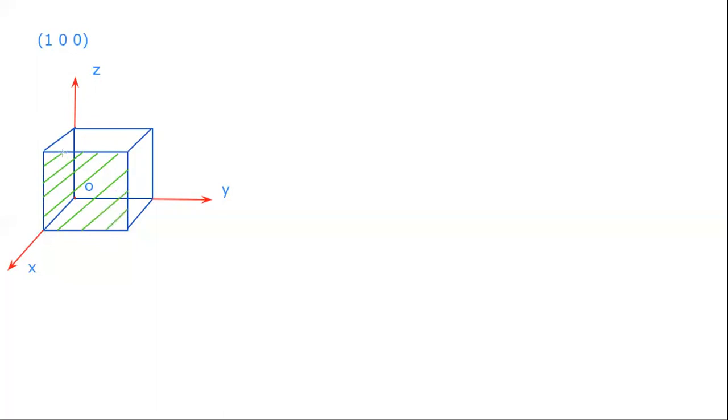Okay. So this front plane is 1 0 0. So 1 point is here, Y is 0, Z is 0. So this front plane is 1 0 0. Do you understand? Yes, sir. Consider front plane 1 0 0.